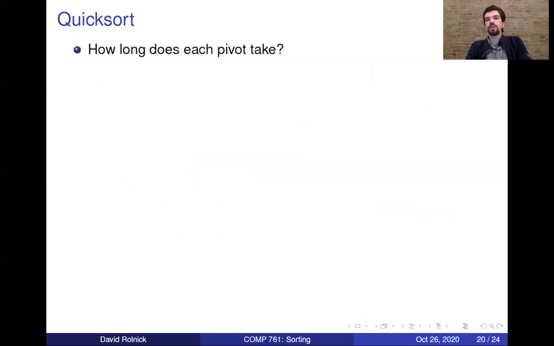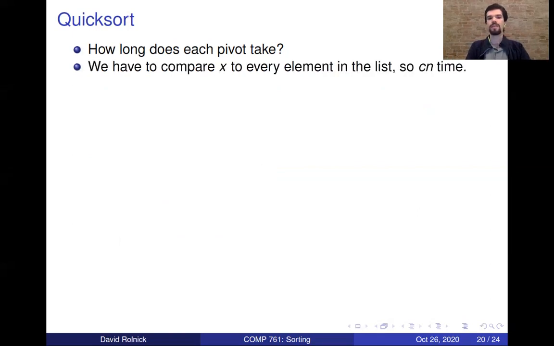How long does each pivot take? Like dividing it into the less thans and the greater thans. Length of the list. You have that number of comparisons. We have to compare X to every element of the list, so C times N time.